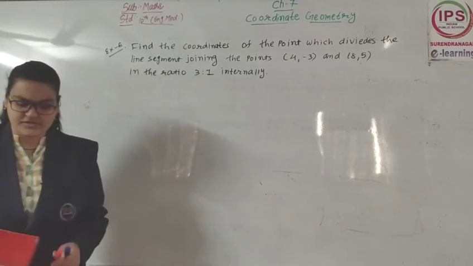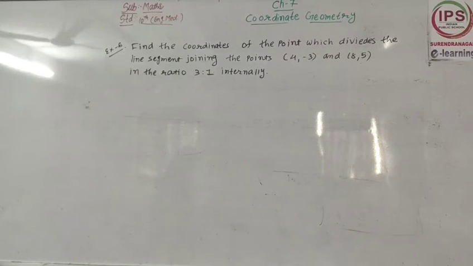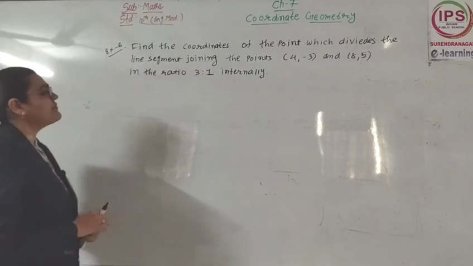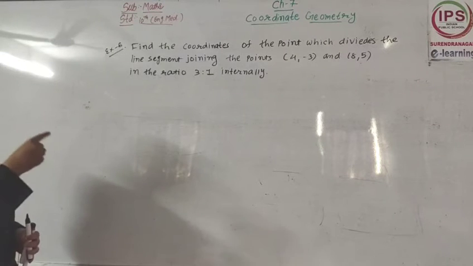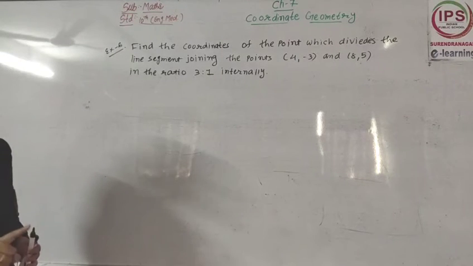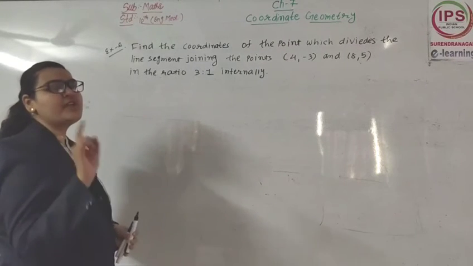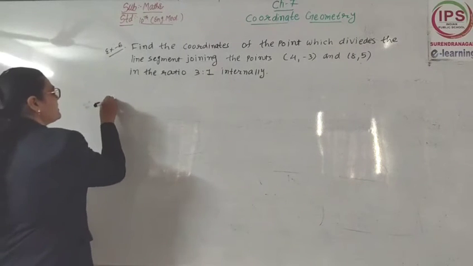Now this is the question. Once again read the question, what is given. As a question, this thing is given: find the coordinates of the point which divides. We have to find coordinates of the point, but of which point? Which divides means a line segment is given and one point is there that divides that line segment, and we have to find coordinates of that point. So here we are going to see the solution.